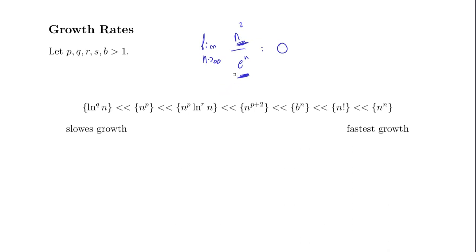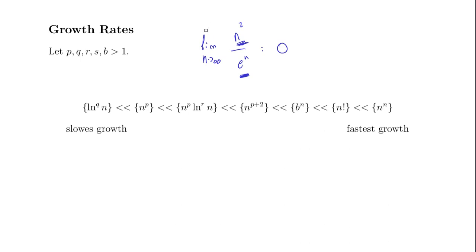And so we see that in L'Hopital's rule when we differentiate, right? You differentiate the numerator and you get 2n. You differentiate the denominator, you get e to the n. You differentiate the numerator again and you get 2. You differentiate the denominator and you still get e to the n. So the derivatives show off that difference in growth rates that we have.